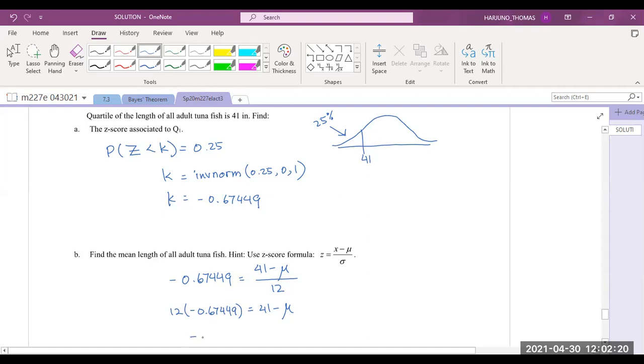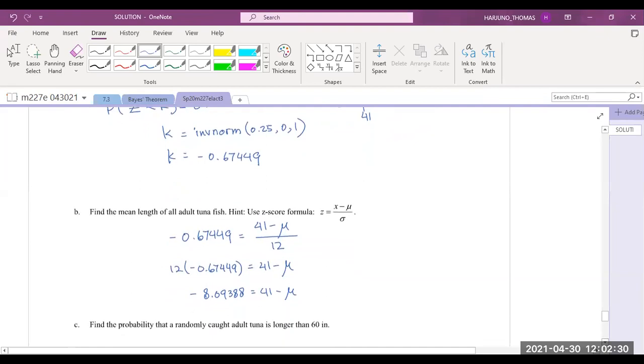That is negative 8.09388. So the mean will be 41 minus negative 8.09388, which is 49.09388. That's the mean.